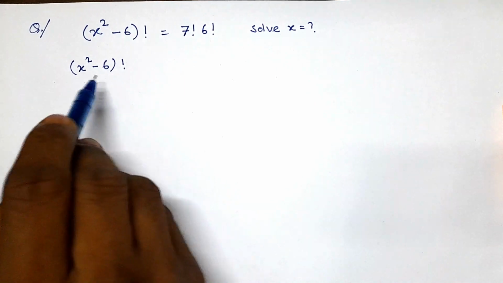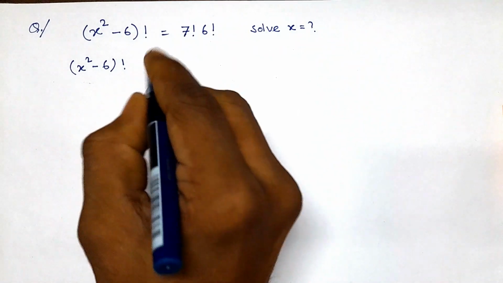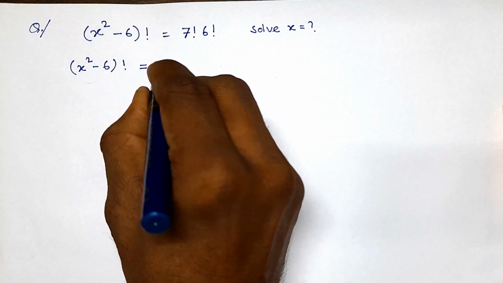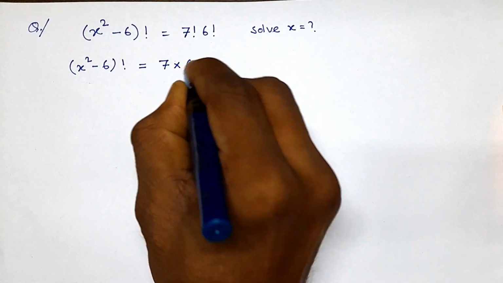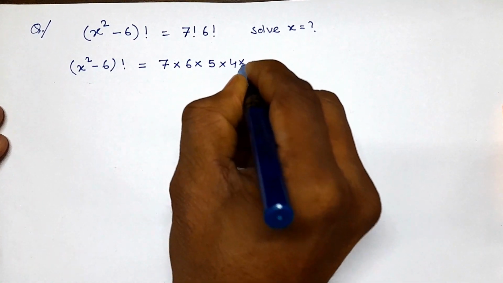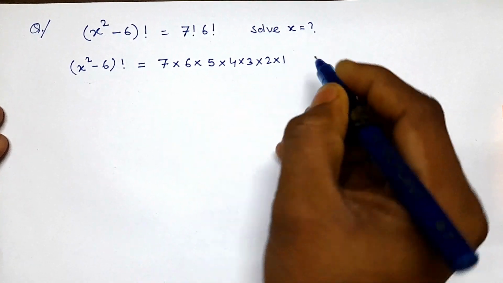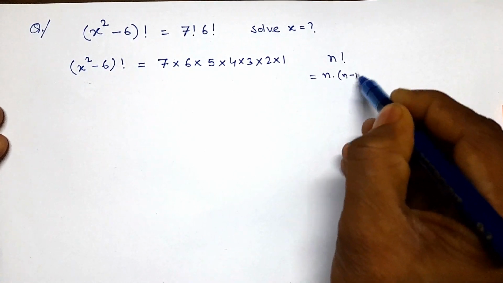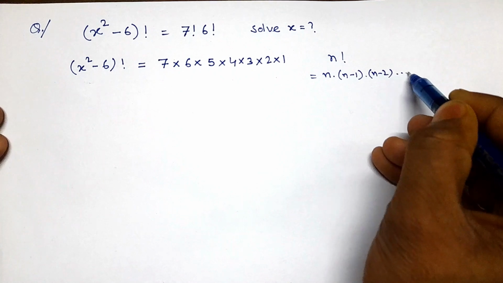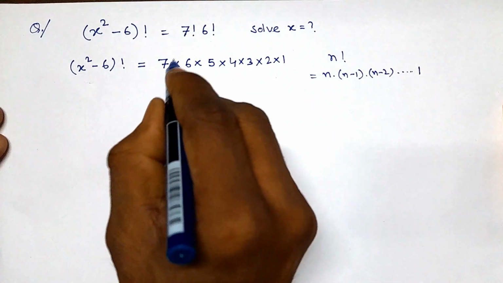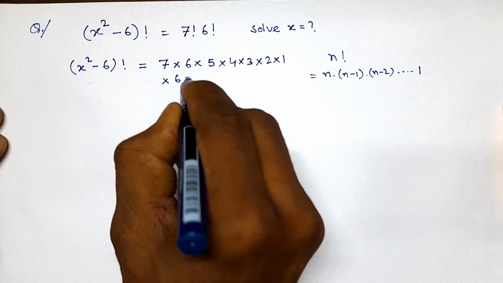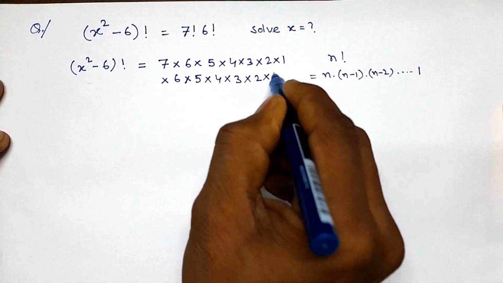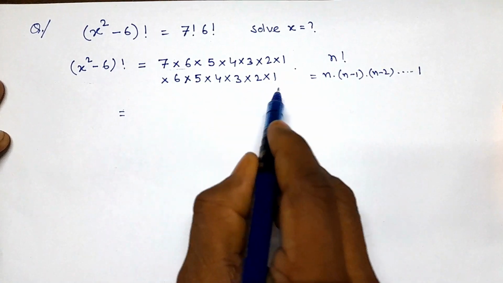We will not start breaking this expression. Instead, we will work on the right side. We have 7 factorial, which is 7 × 6 × 5 × 4 × 3 × 2 × 1, because we know that n factorial is n × (n−1) × (n−2) and so on up to 1. Multiplied by 6 factorial, which means 6 × 5 × 4 × 3 × 2 × 1. This is 7 factorial, this is 6 factorial.